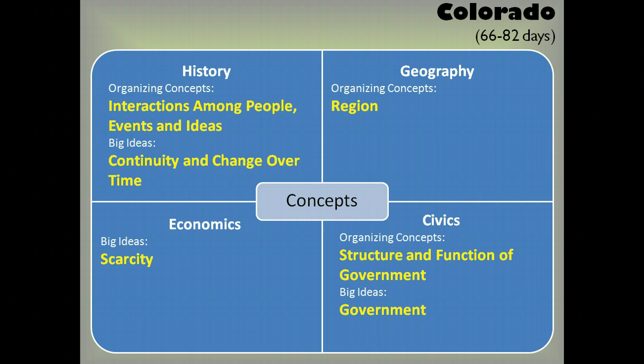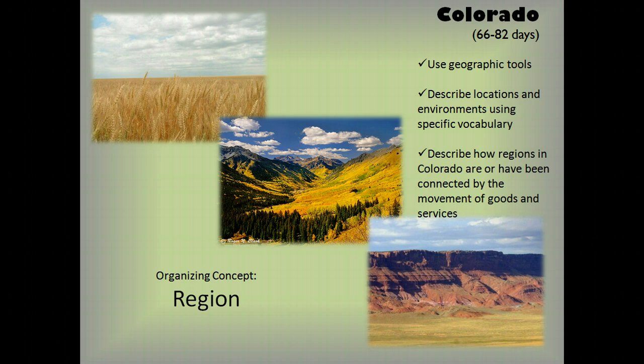This unit is a well-rounded study of Colorado over time. The first organizing concept within Colorado is region, which had significant focus in the previous unit. While studying Colorado, students look at physical geography and other facets of the plains, mountains, and plateau regions of Colorado.